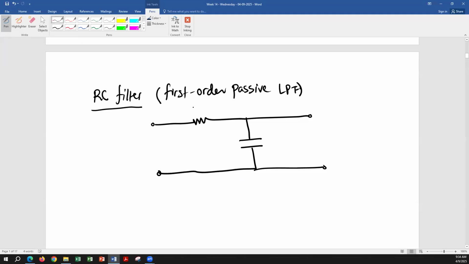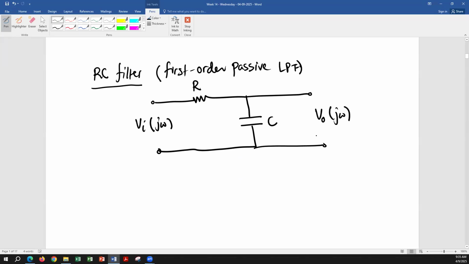Okay, in this case, we have R and we have C. We have the input voltage, which is a function of omega, and we have the output voltage as a function of omega. Now, everyone can write down the equation of the output voltage in terms of RC and the input voltage.